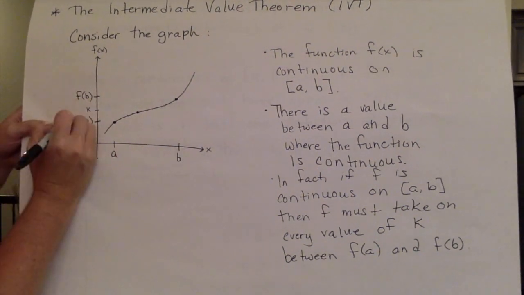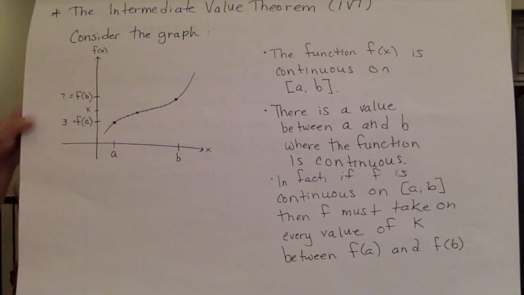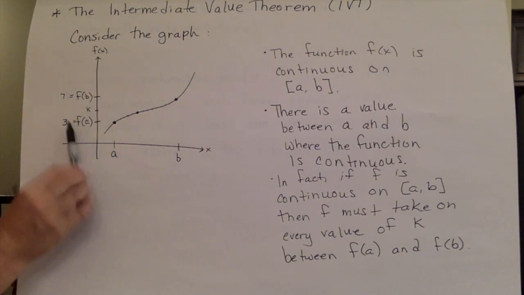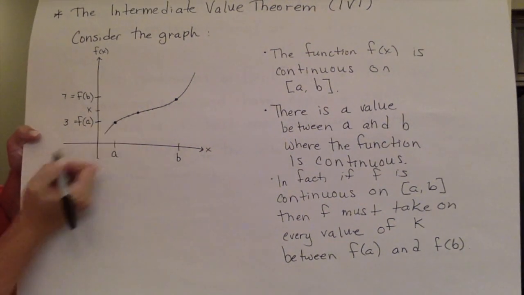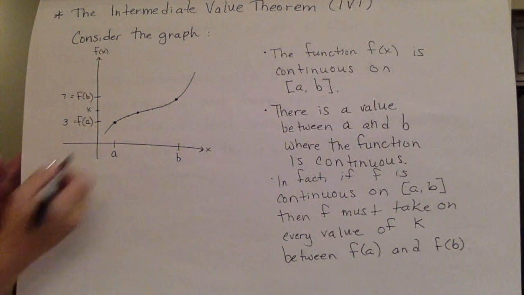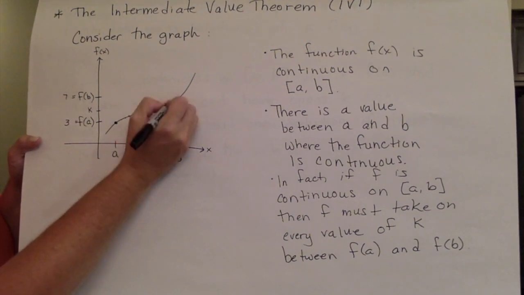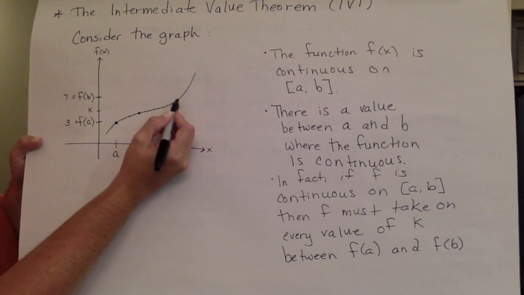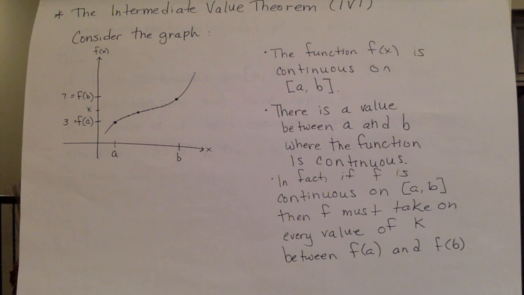So let's say this was 3, and let's say this was 7, okay? Then we know that k is going to take on every value between 3 and 7. It's going to take on 3. It's going to take on 3.000001. That's right here next to f of a. It's going to take on 3.5. It's going to take on 4. It's going to take on 4.5. It's going to take on all these values all the way to 6.999999, okay? And all the way to actually 7 itself. That's what we're saying over here.